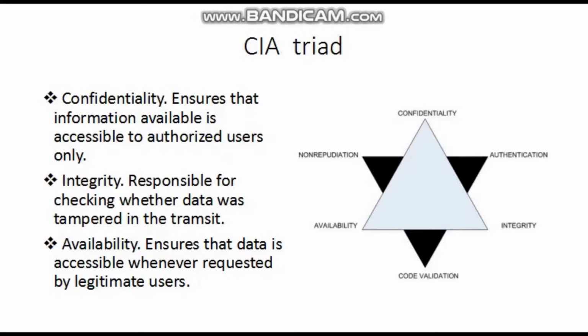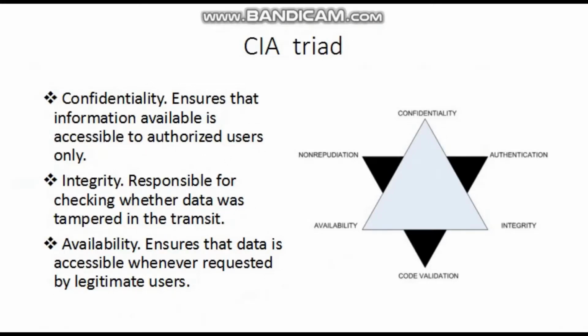Let's talk a bit about the CIA triad. C stands for confidentiality. Confidentiality ensures that the information available is accessible to authorized users only. I stands for integrity. Integrity is responsible for checking whether data was tampered with in transit or not. A stands for availability. Availability ensures that data is accessible whenever requested by legitimate users.